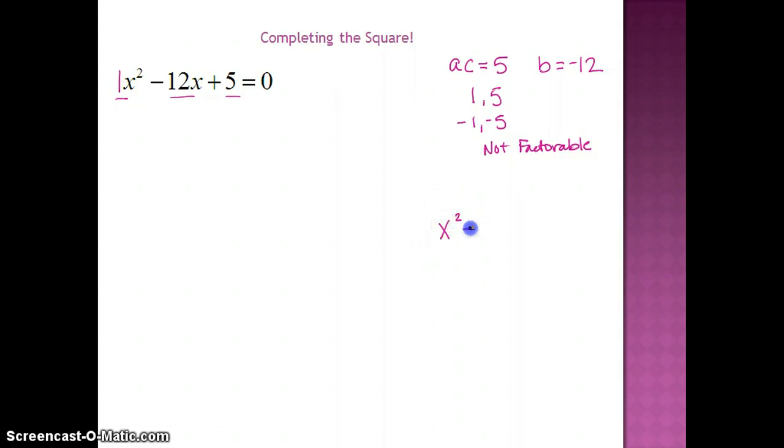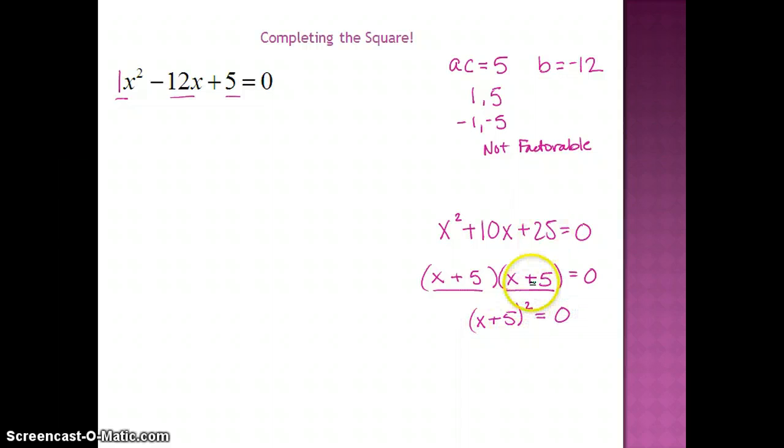Here's an example of a perfect square trinomial: x squared plus 10x plus 25. You'd have an x, and because it needs to multiply to 25 and add to 10, you'd have a plus 5 and a plus 5. So a perfect square trinomial has the same two factors in it. And since it's a number times itself, you could rewrite it as a square. So a perfect square trinomial is our goal when we're trying to complete the square.